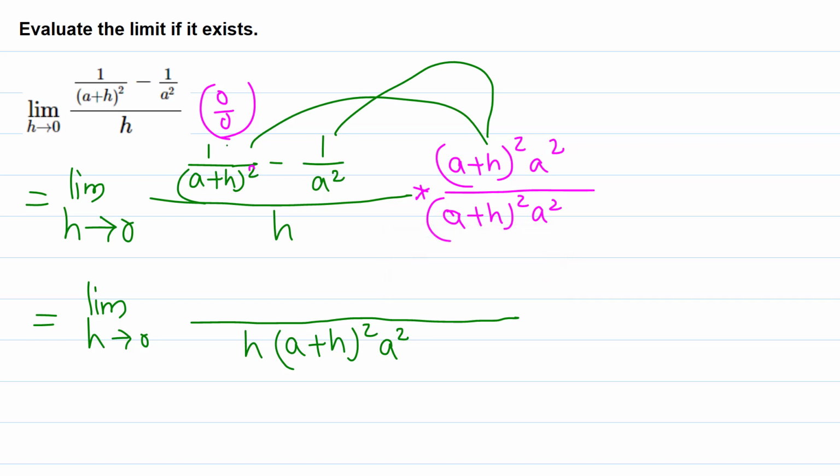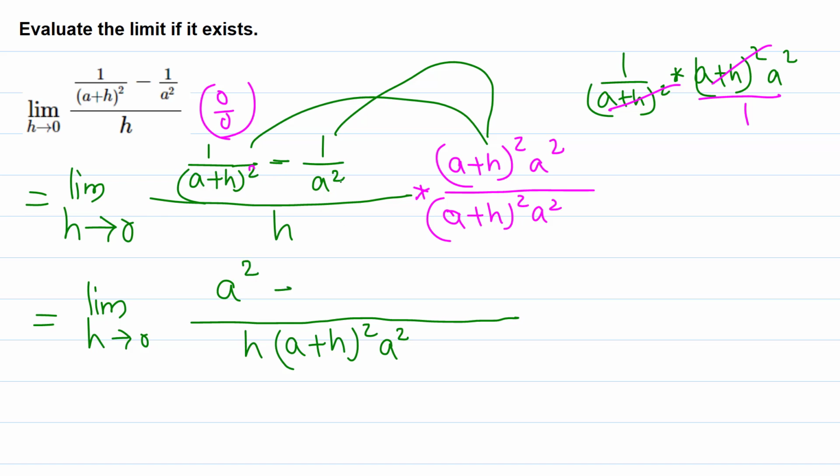Okay, so when we multiply this first fraction by this, what are we going to get? 1 over (a plus h) squared, and now we are multiplying by (a plus h) squared times a squared, so the (a plus h) squared cancels. So 1 times a squared, just a squared left on the top, minus, when we multiply the second fraction with this common denominator, the a squared cancels, and 1 times (a plus h) squared, just (a plus h) quantity squared left over on the top.